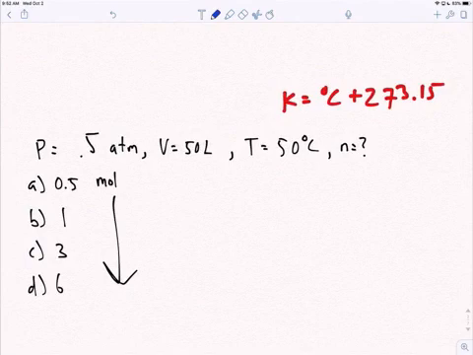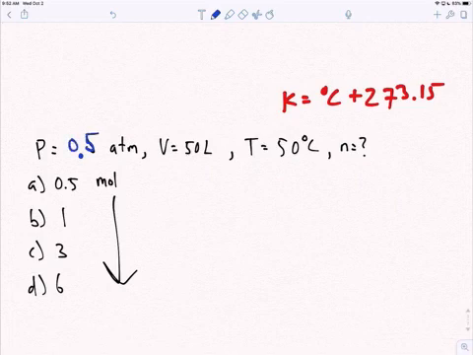Pressure is 0.5 atmospheres. Volume is 50 liters. Temperature is 50 degrees Celsius. What is the number of moles?